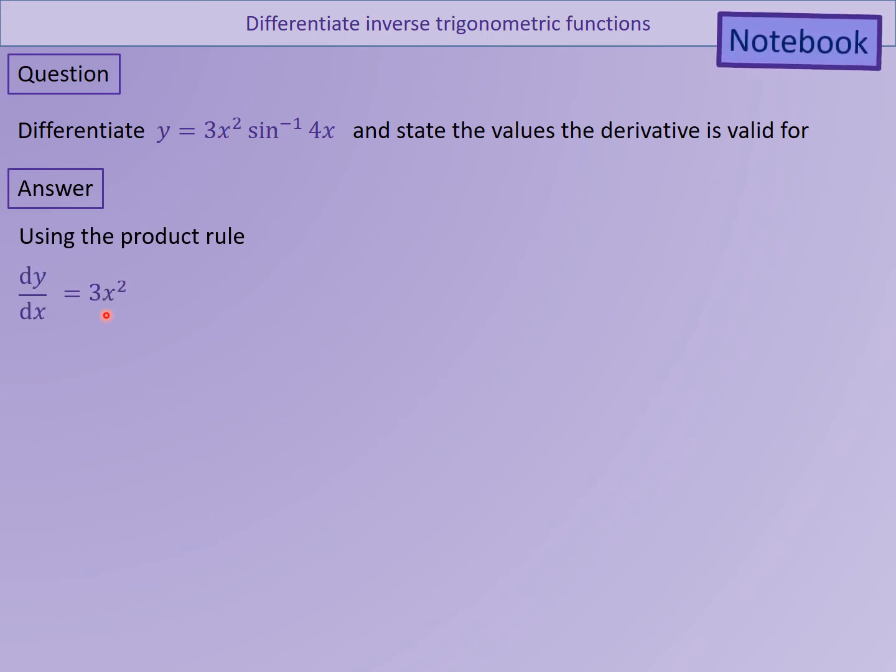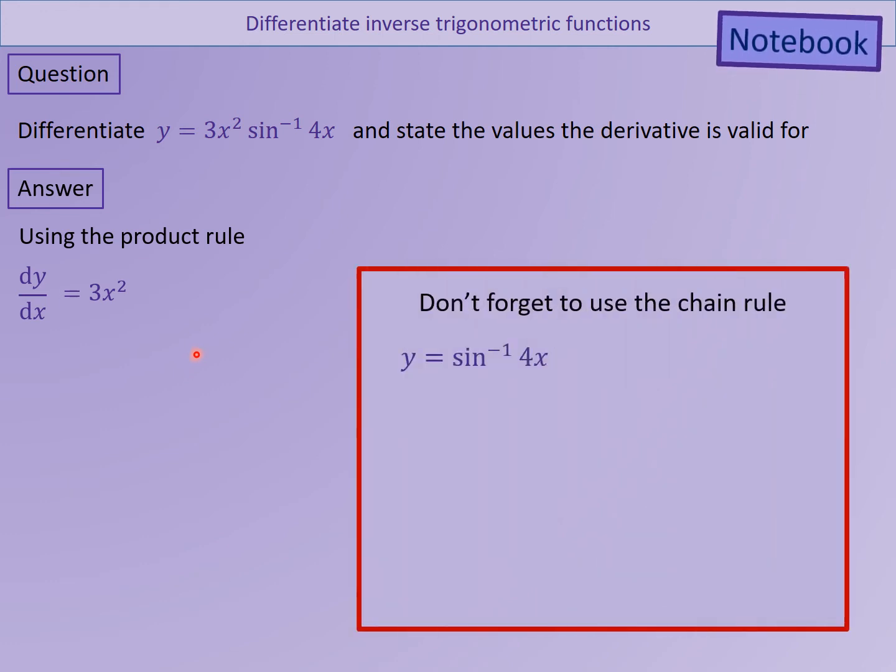So dy over dx equals 3x squared. Then I'm going to differentiate this. We need to be careful because you're using the chain rule in here. It's not just as easy as thinking, oh, I can just stick 4x into the formula. You do need to be slightly careful. So in this case, sine to the minus 1 of 4x: if we let u equal 4x, just to demonstrate where this comes from, then I've got y equals sine to the minus 1 of u.